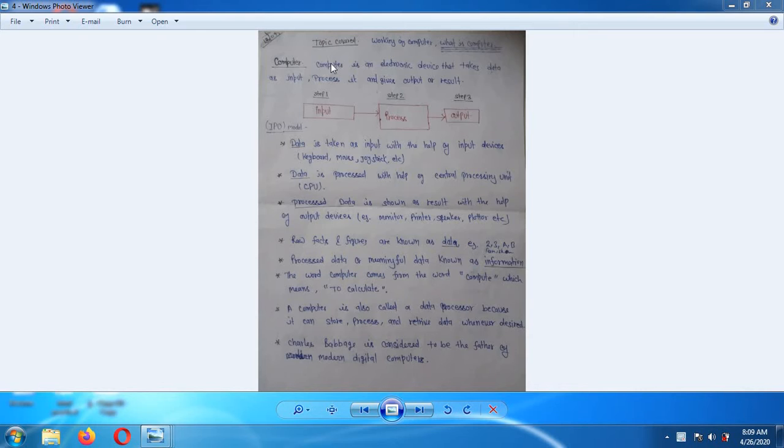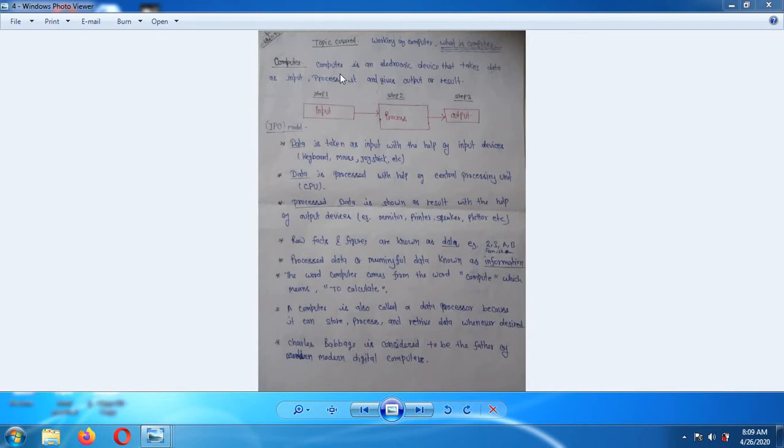Computer is an electronic device. It is just like another device. At your home, you have a lot of electronic devices like fridge, TV, cooler, washing machine. These are all electronic devices. In the same way, a computer is also an electronic device.